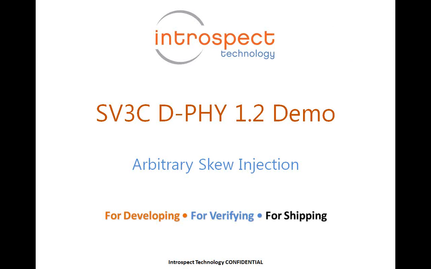Today we'll focus on the SV3 test system when it comes to testing D-Phy receivers, and specifically the upcoming 1.2 spec from D-Phy. We will focus today on the ability of the SV3 test system to inject arbitrary amounts of skew or jitter into D-Phy links.